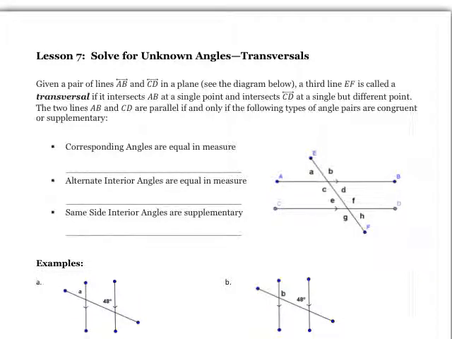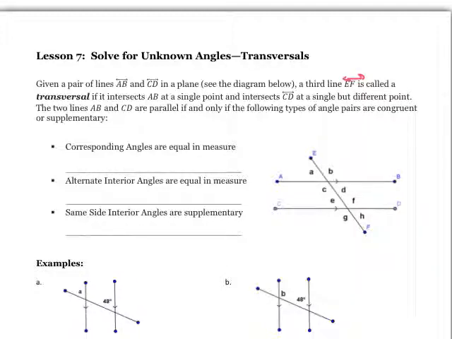Today we're going to talk about solving angles using transversals. And we're going to start off by defining a transversal. So given a pair of lines, AB and CD, in a plane, which is our diagram down here, a third line, EF. And EF should have the little symbols on top here, if it's going to be a line. And there we go.